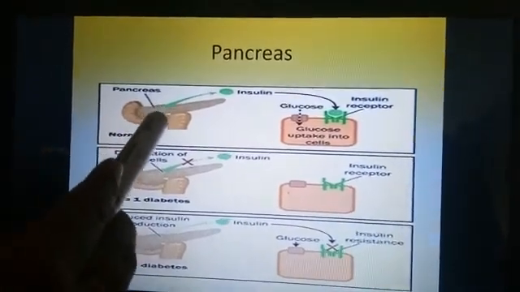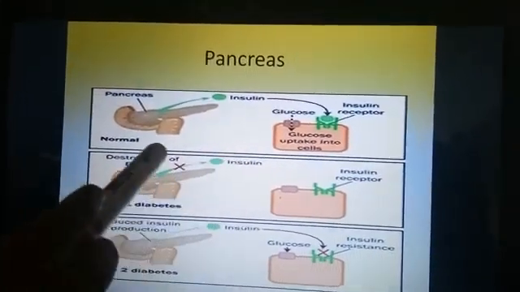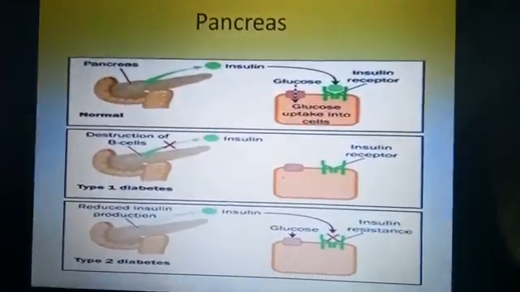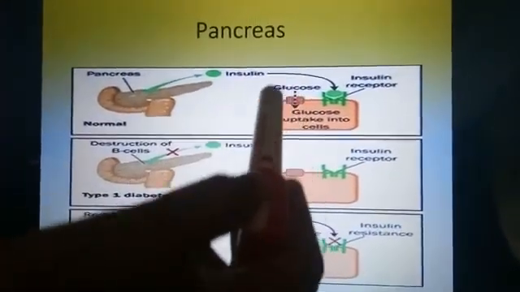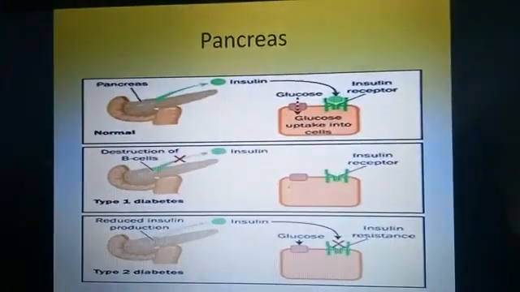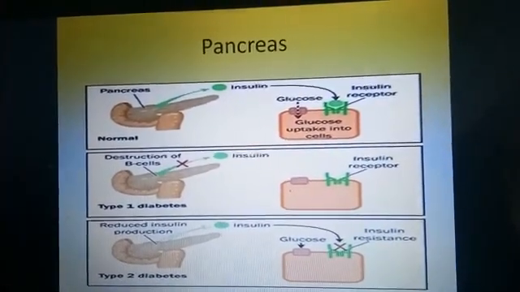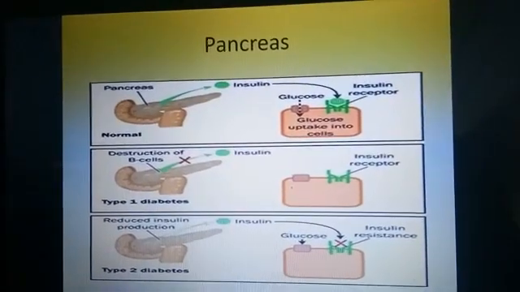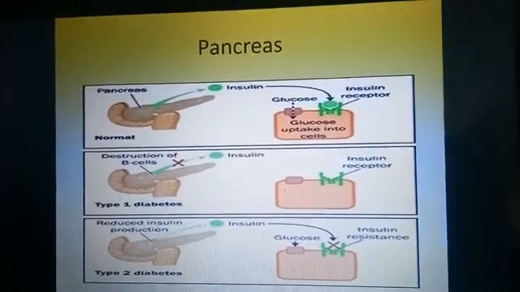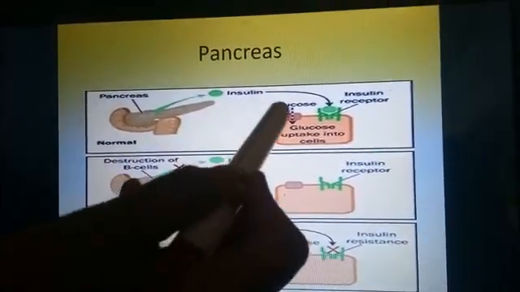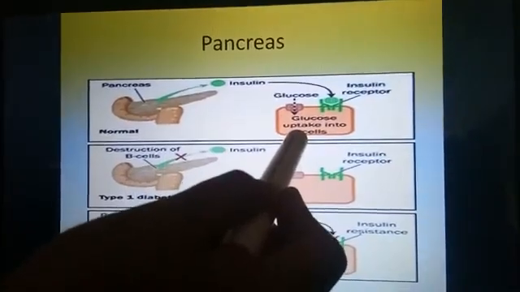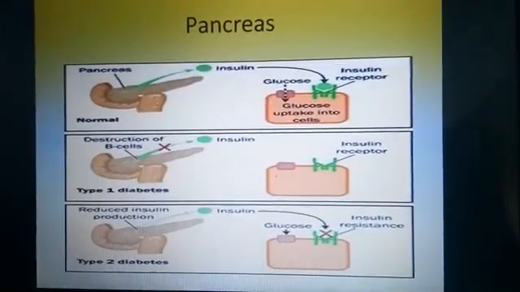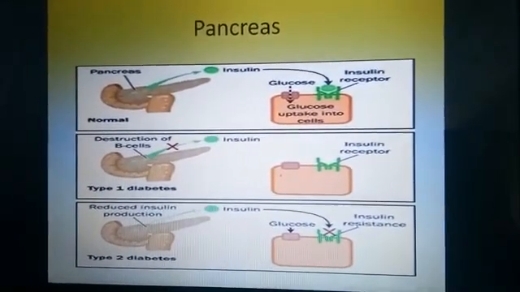See children, whatever I told, once again I am revising. This is how the insulin will act normally. The insulin will be released by the pancreas. It acts on the cell. You can see the receptor on the cell membrane, which is the receptor for the hormone called insulin. The insulin gets fit into the receptor and makes changes. That means it makes the cell absorb the glucose and convert that into energy. This is the normal functioning of insulin, and it also converts excess into glycogen.